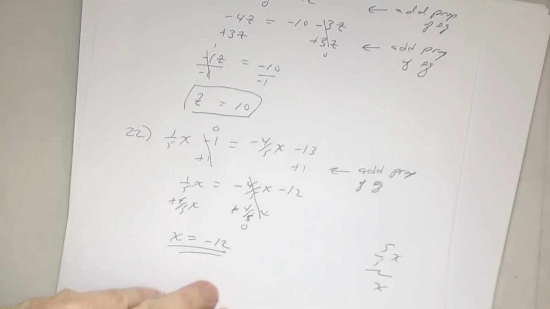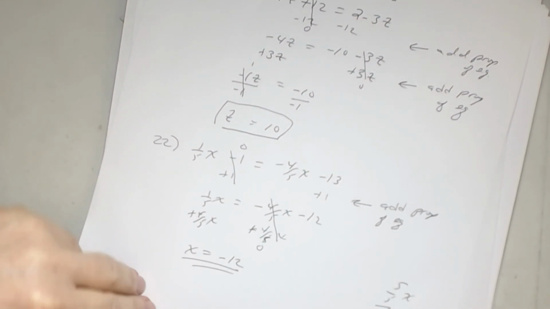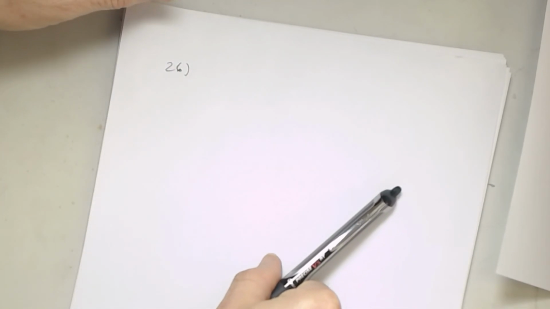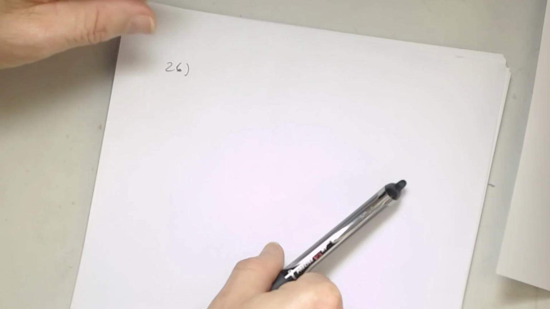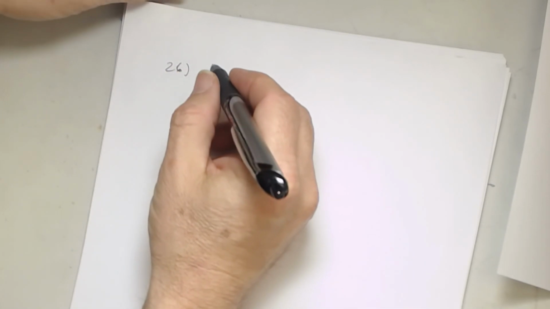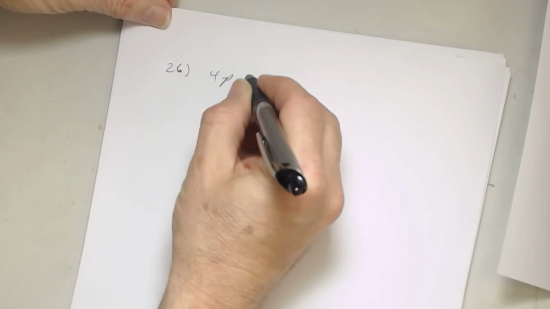All right, let's look at 26. All right, 26. We don't have time to work it the other way. It's okay if you don't. Just see me after class, and I will work it with you. Okay? I'm just trying to do enough here to not fall too far behind.